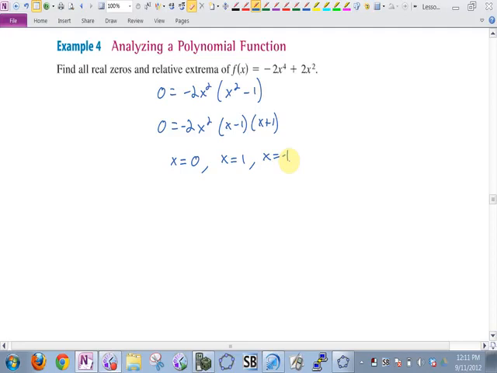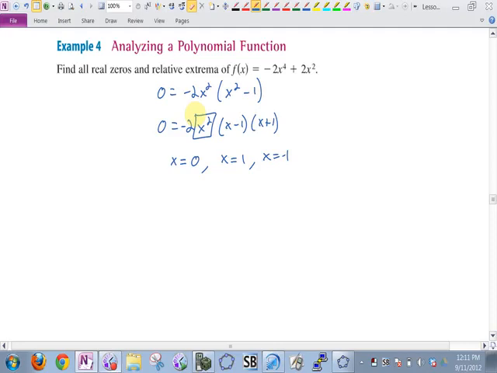So how many zeros does this polynomial function have? Do we know? It's a degree 4, so it has to have 4. But I only wrote down 3 numbers. So the zeros are 0, 1, negative 1, and what's the 4th? It's 0 again. Not imaginary. How do I know that? Because what is the factor that corresponds to that 0? It's just x.